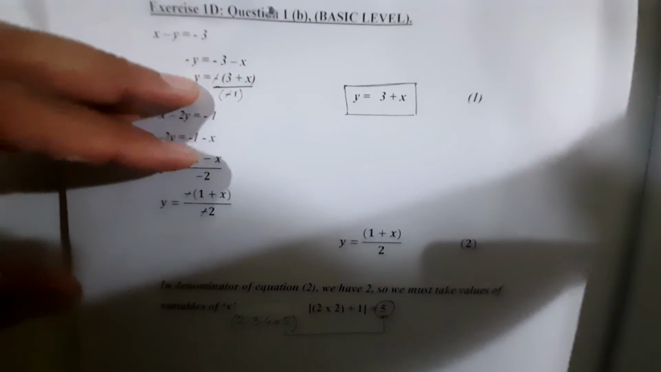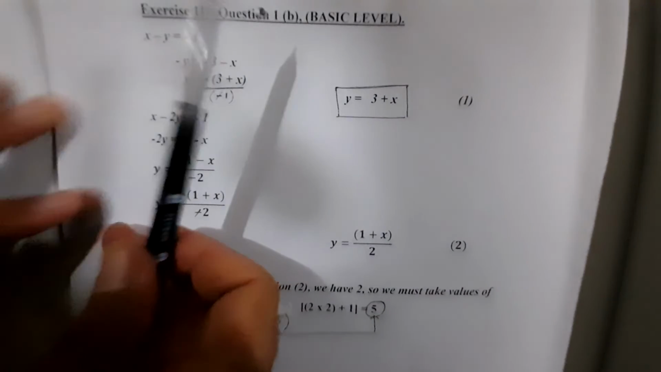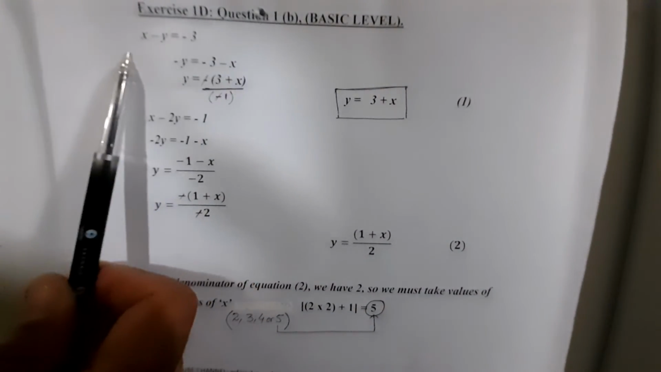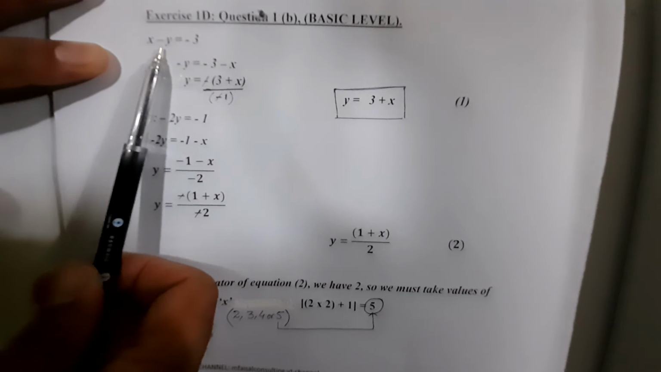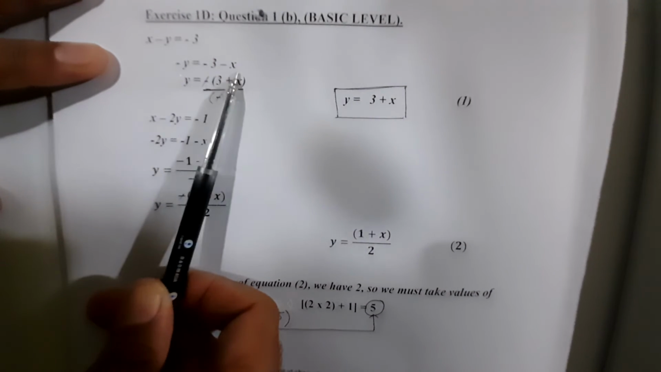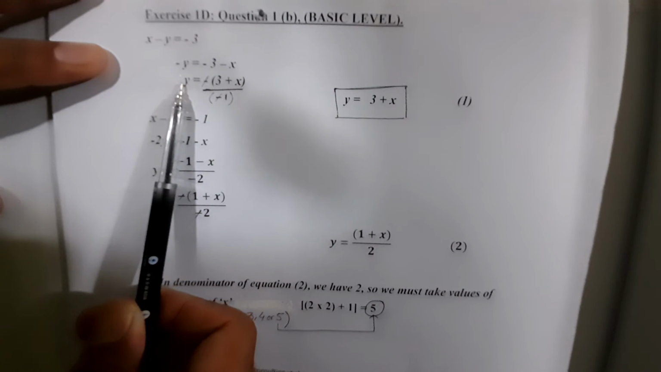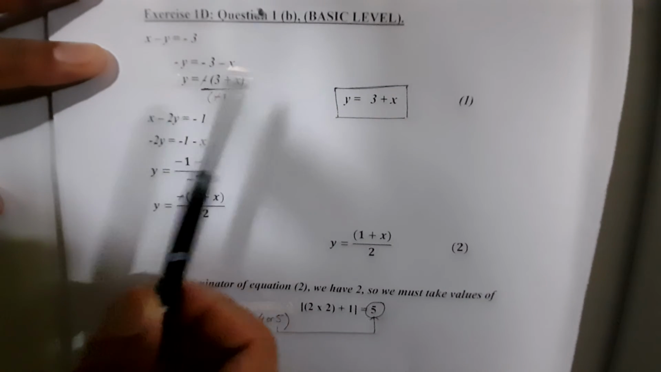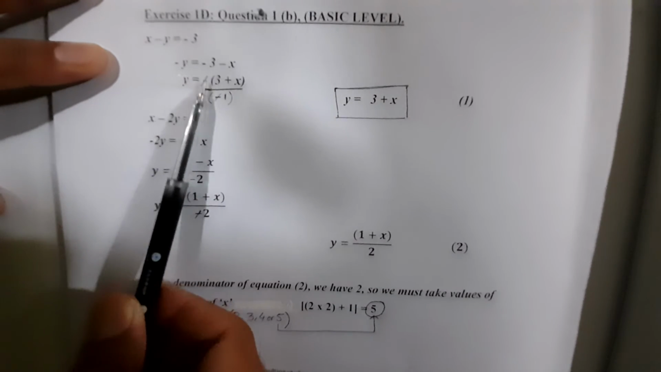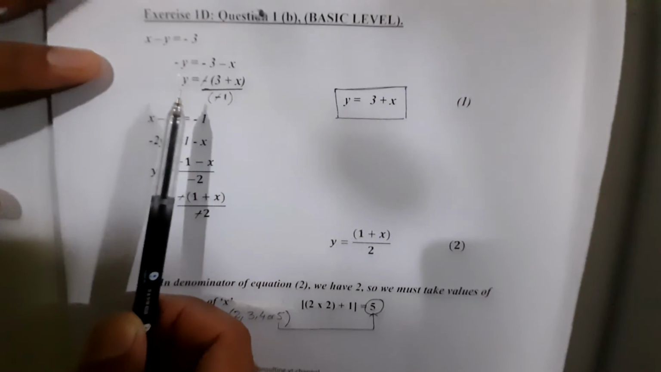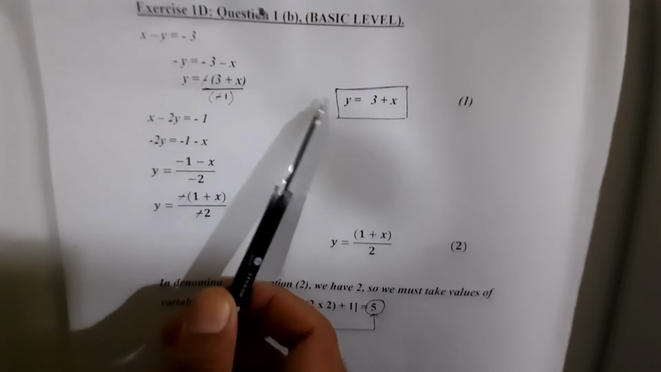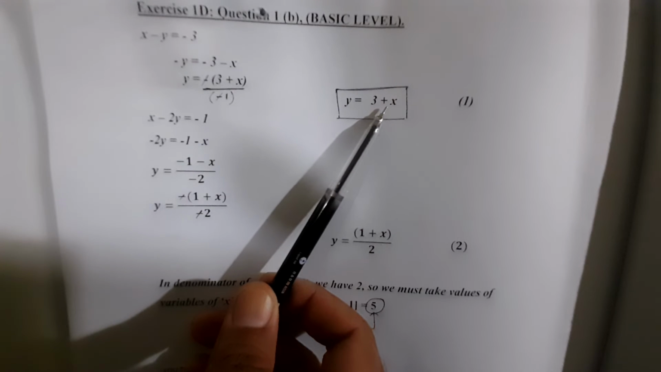Now we'll be moving on to question number 1b, basic level, exercise 1d. Now we have the equation x minus y is equal to minus 3. So minus y is equal to minus 3 minus x. So we will be multiplying and dividing this equation by minus 1. So minus y cancels, and this equation becomes y is equal to 3 plus x.